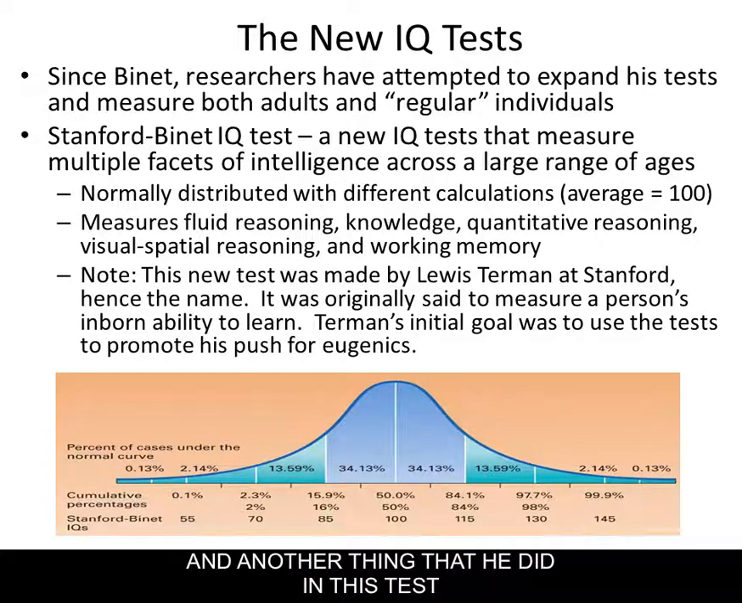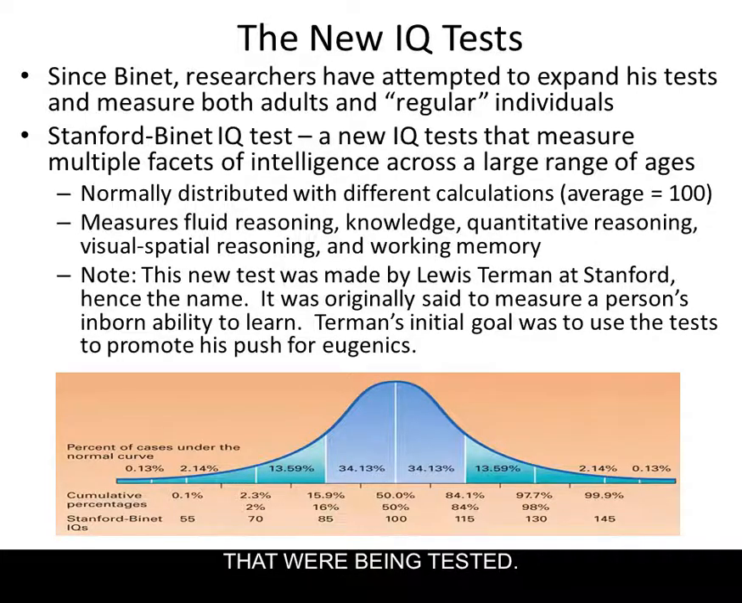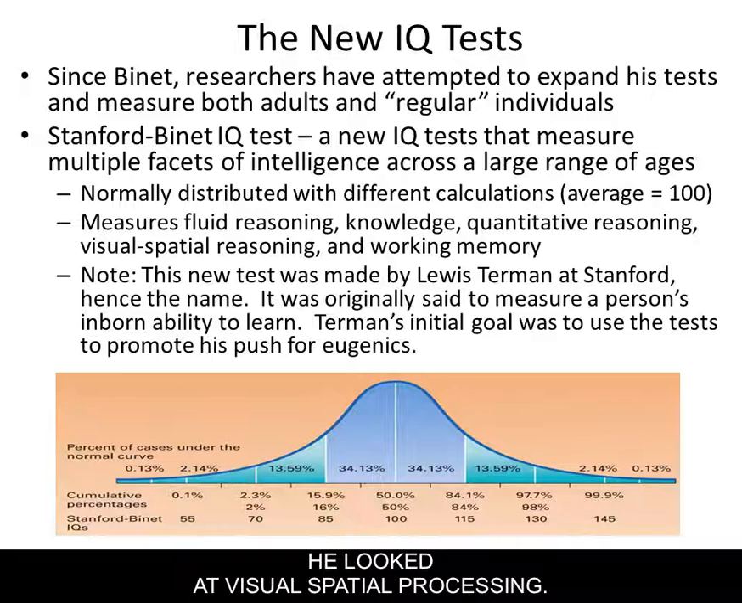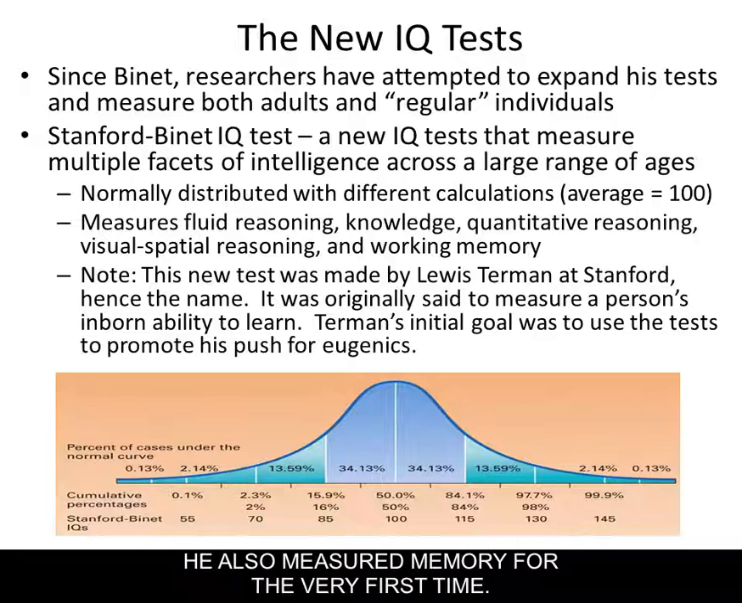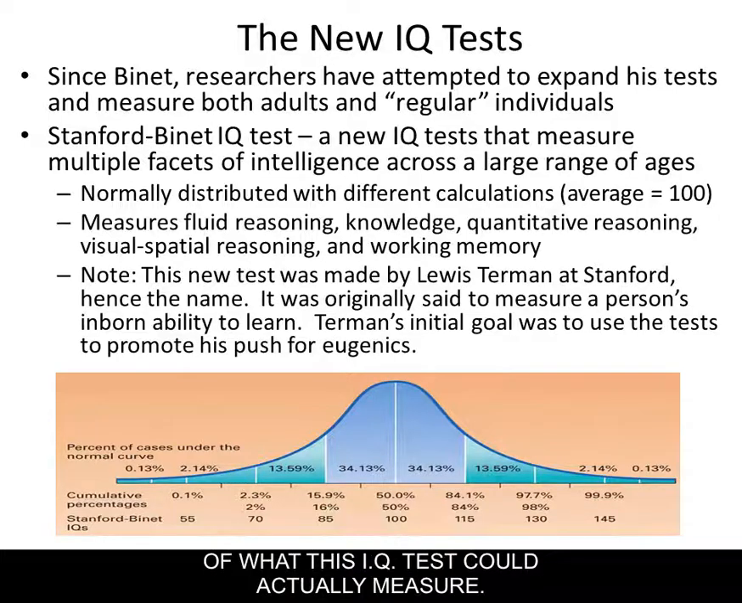And another thing that he did in this test was he diversified the different things that were being tested. So he added some quantitative skill tests to it. He looked at visual spatial processing. He also measured memory for the very first time. And all of these ideas really broadened the scope of what this IQ test could actually measure.